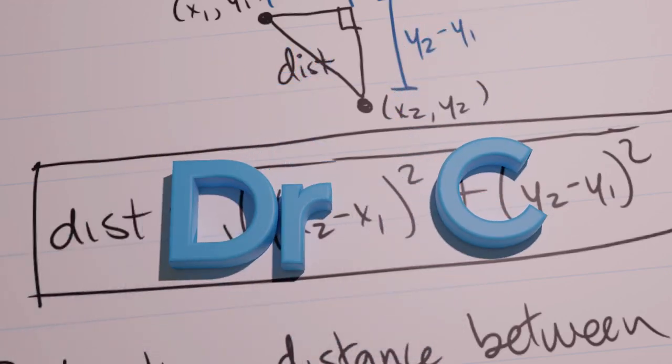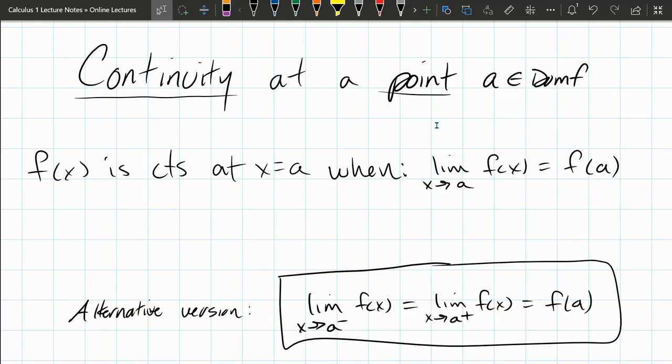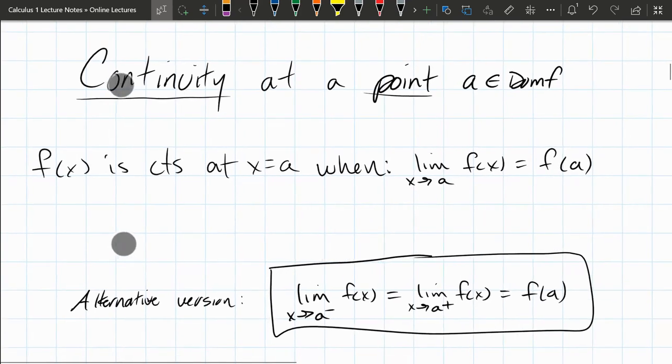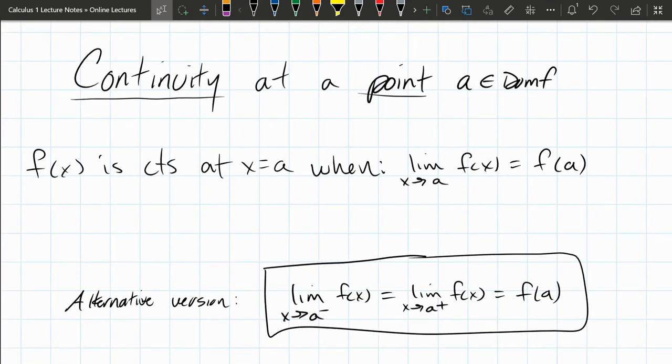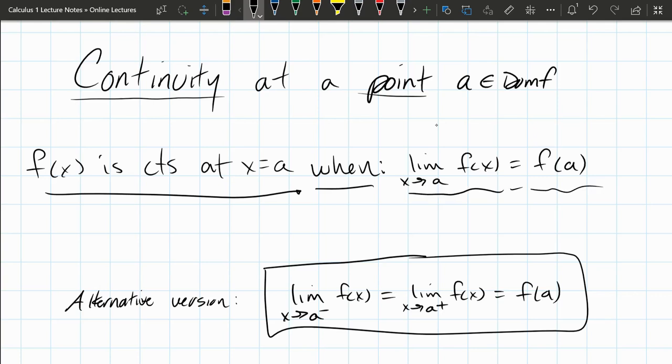The actual definition of continuity, I used it but didn't tell you about it on the previous example. So this is the definition. Continuity at a point or an x value inside the domain of a function. If your x value is not in the domain, none of this makes sense. If your function is continuous at x equals a, exactly when the limit equals the value.